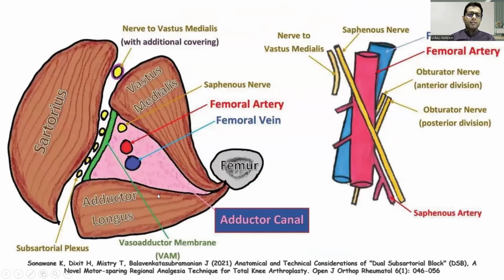So as we can see in this picture, the boundaries: the roof is formed by the sartorius. Laterally we have vastus medialis, medially we have the adductor longus and the thick vastoadductor membrane, which separates the subsartorial plexus and nerve to vastus medialis from the saphenous nerve.